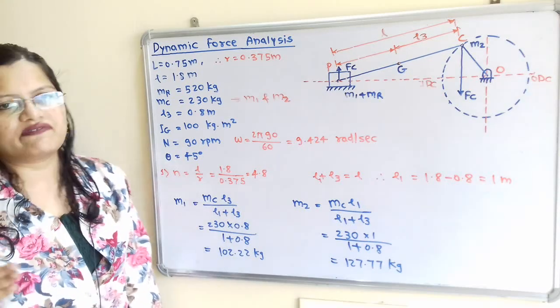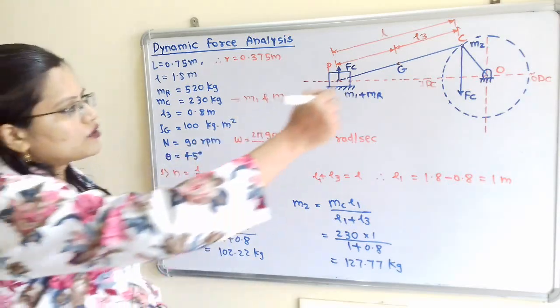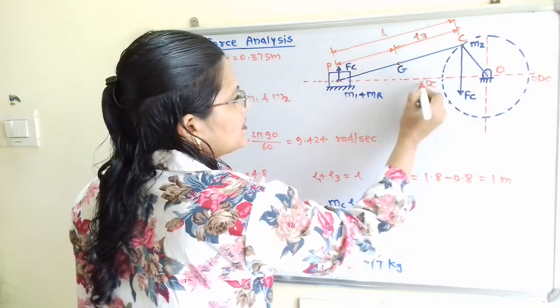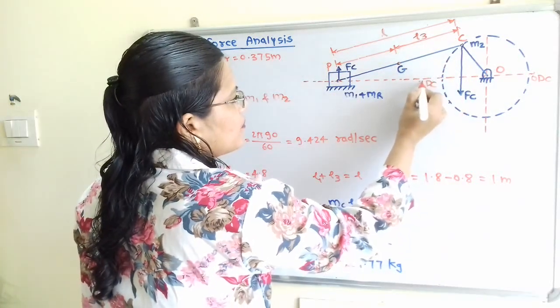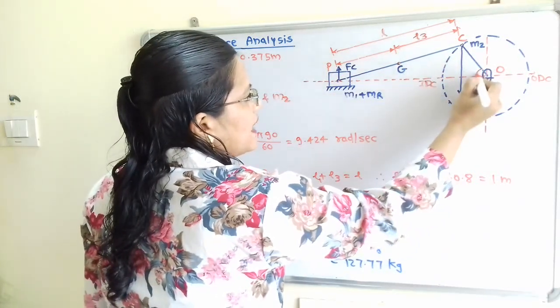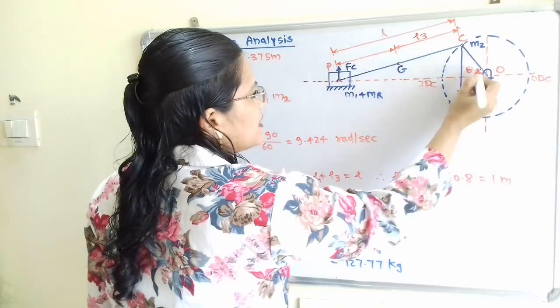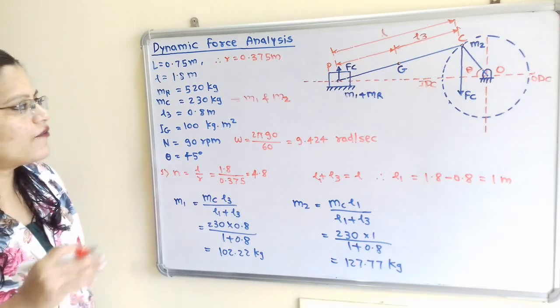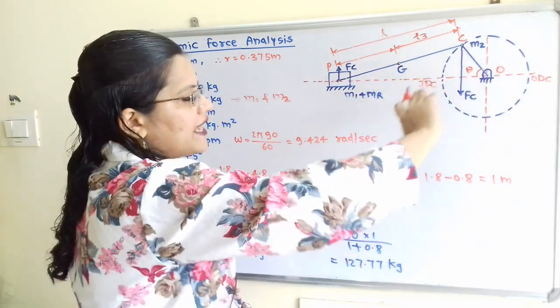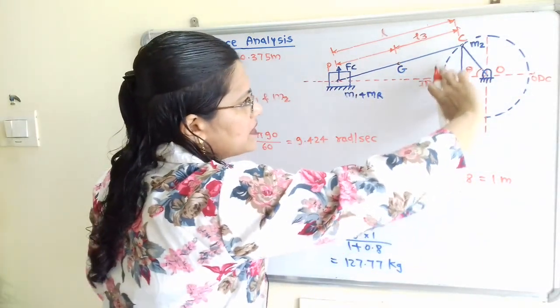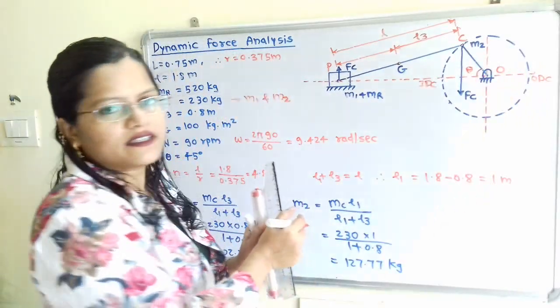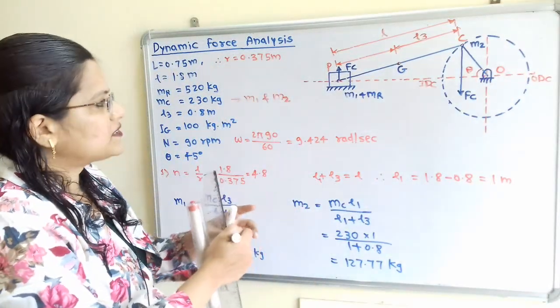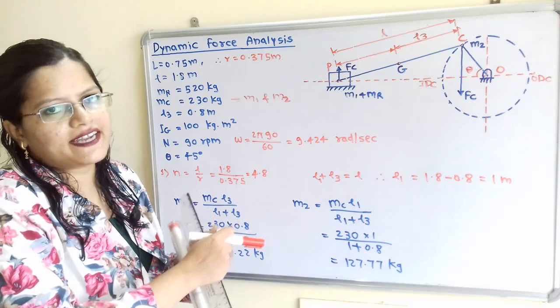So how can we define this angle theta? That is the rotation of this crank from the inner dead center. From this inner dead center, this angle is given as theta, which is equal to 45 degrees. Now, as the crank rotates from the inner dead center to the outer dead center, the piston will move towards the right hand side.